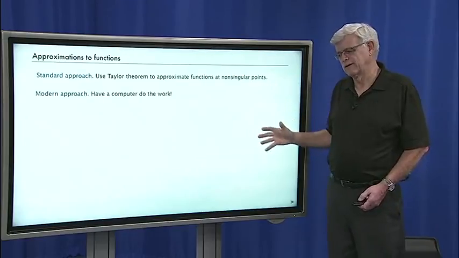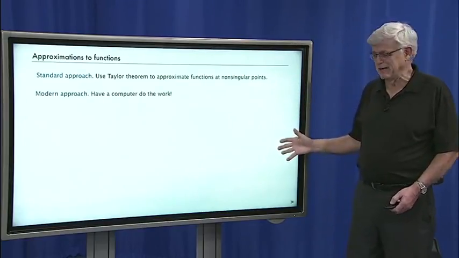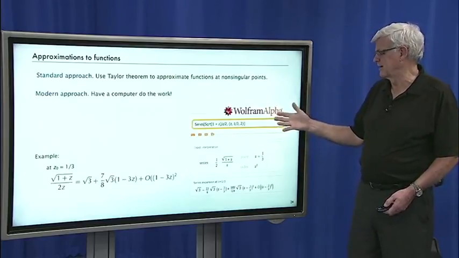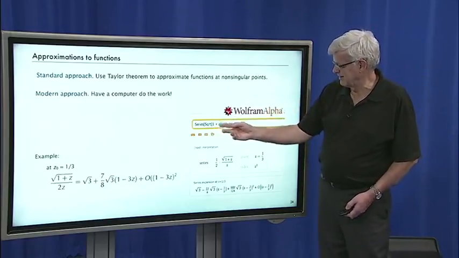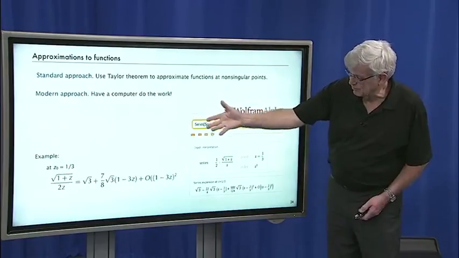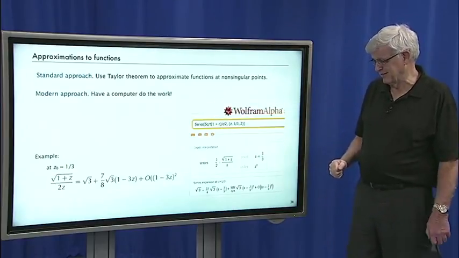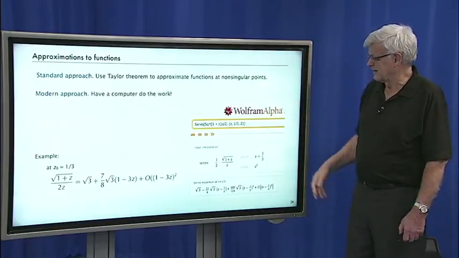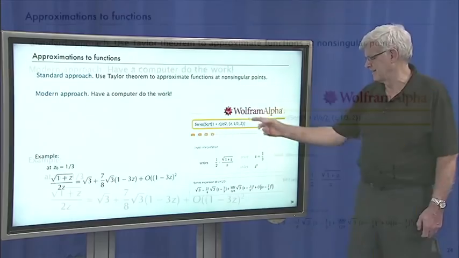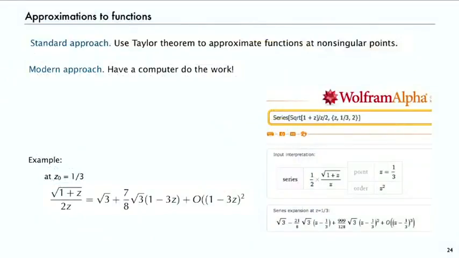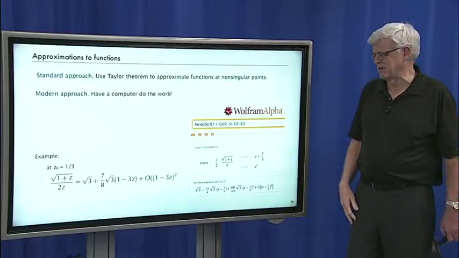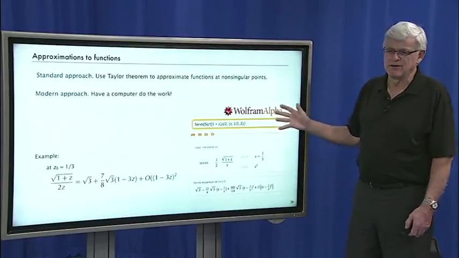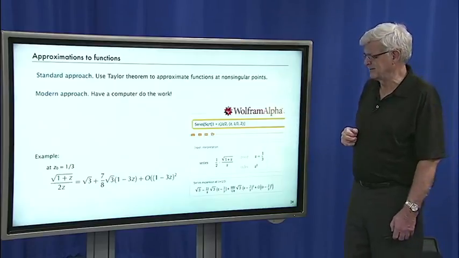Nowadays, people don't compute derivatives so much by hand anymore. You can just use a computer symbolic package. So this is Wolfram Alpha. Say I want to know the series representation of square root of 1 minus (1 plus z) over 2z at z equals 1/3. I can just put in that function at z equals 1/3 and how many terms I want, and it'll tell me exactly the expansion. So people don't compute those things by hand so much anymore. If you need to do it, figure out how to get a computer to do it. It's a much faster way to proceed.